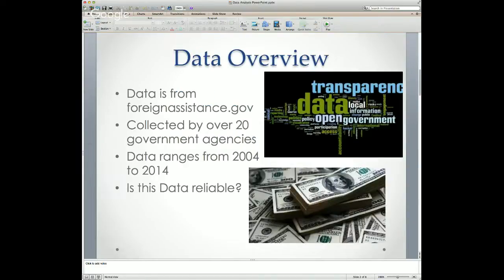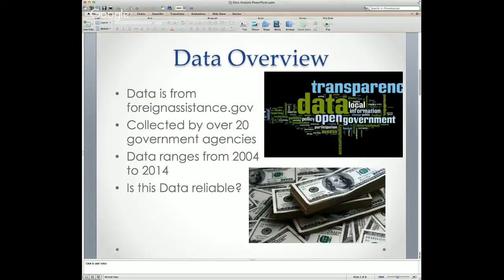First I'm going to go to the data overview, and this data is from foreignassistance.gov. I was given a spreadsheet that contained all foreign assistance money spent from 2004 to 2014. This data was then collected by foreignassistance.gov, and it was collected from over 20 government agencies. I believe that this is a reliable source and method of collecting data.